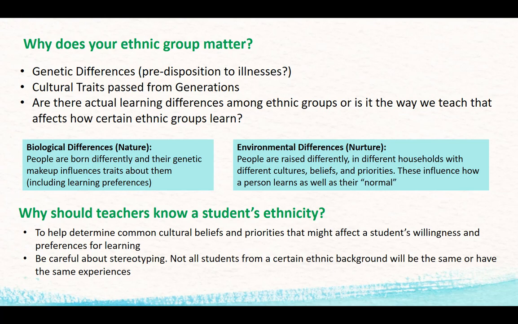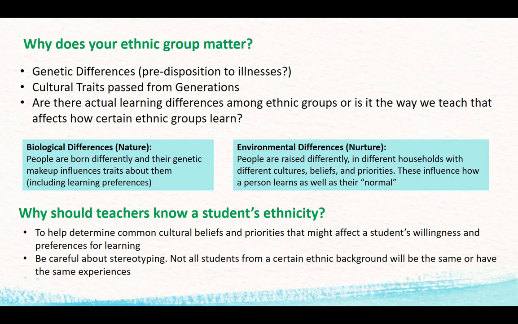So, why is it important that a teacher knows about a student's ethnicity or race? Because there might be some common cultural beliefs and priorities based upon a certain ethnicity that will affect a student's willingness and preferences for learning. That's good information to have when you're planning your lessons. It's good to know how my students prefer to learn, what my students need, so I can give that to them. However, when you do so, you want to be super careful about stereotyping because not all students from a certain ethnic background or race are going to have the same preferences.